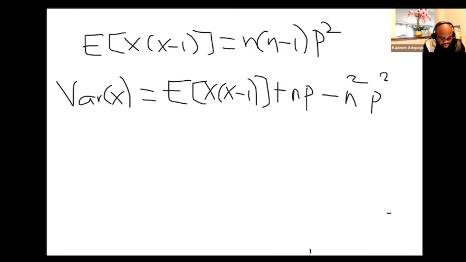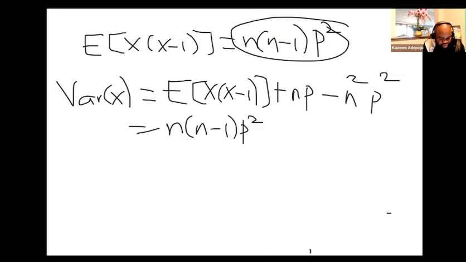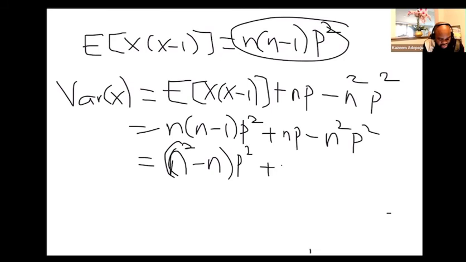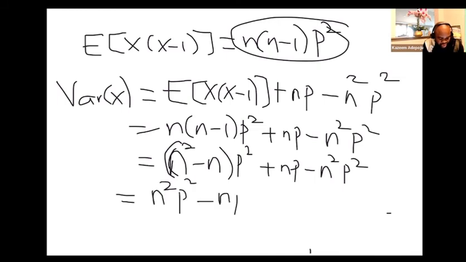So we're going to plug in this guy now. We have n(n minus 1)p squared plus np minus n squared p squared. When you expand that, I'm going to have (n squared minus n)p squared plus np minus n squared p squared. And of course, when you multiply that, n squared p squared minus np squared plus np minus n squared p squared. This guy cancels that guy.